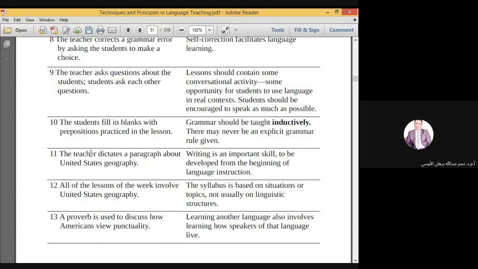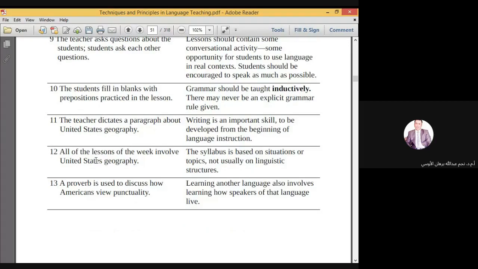Like explicit and implicit. Eleven, the teacher dictates a paragraph about United States geography. And the United States geography is just an example; you can use any lesson. Writing is an important skill to be developed from the beginning of language instruction. Twelve, all of the lessons of the week involve United States geography. Why? Because the syllabus is based on situations or topics.